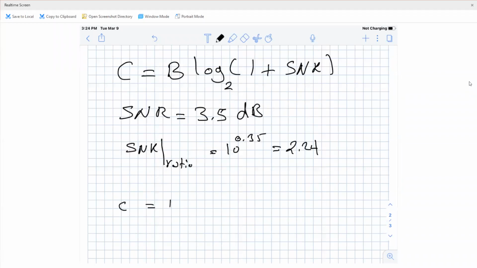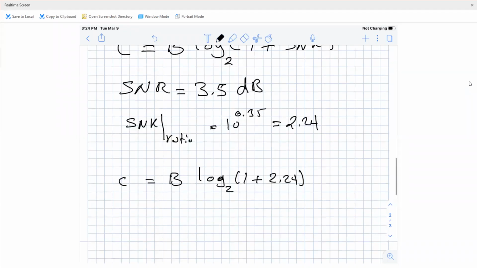Now we can substitute in the previous equation. So C equals B log of 1 plus 2.24, base 2. Don't forget, it's base 2. If you simplify this, you apply the formula: B times ln of 1 plus 2.24 divided by ln 2, and the result will be 1.7 B. This is the bit rate of the channel.